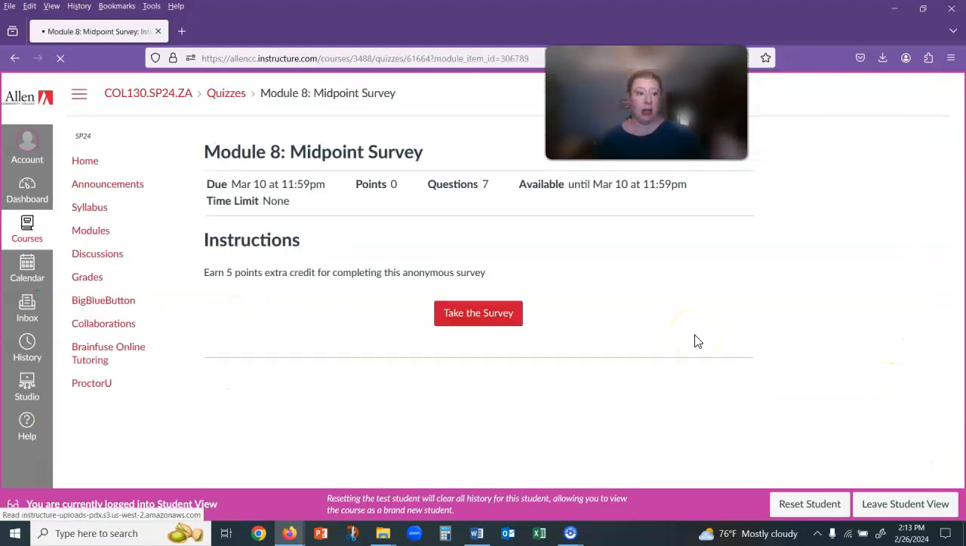And then the last thing in the module is your midpoint survey. You can take it for extra credit. It's just asking you for some feedback on the class, and it does allow me to make changes to the rest of the semester if I need to. So that is Module 8.